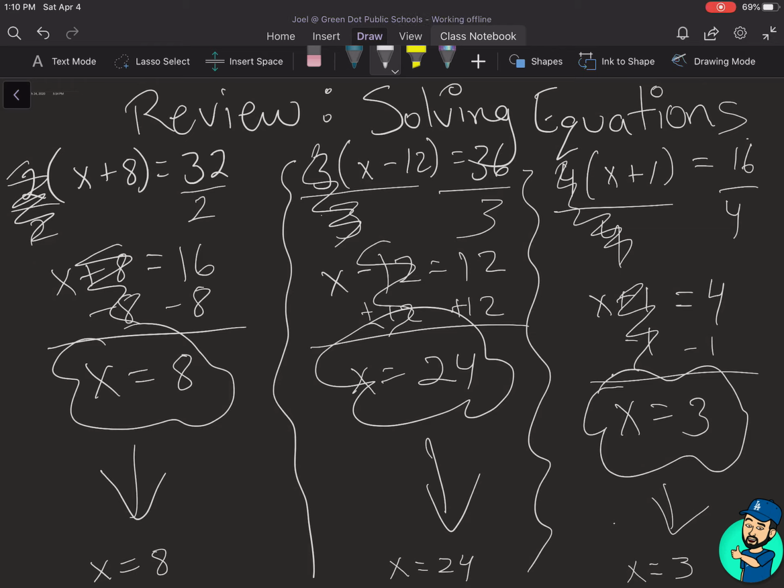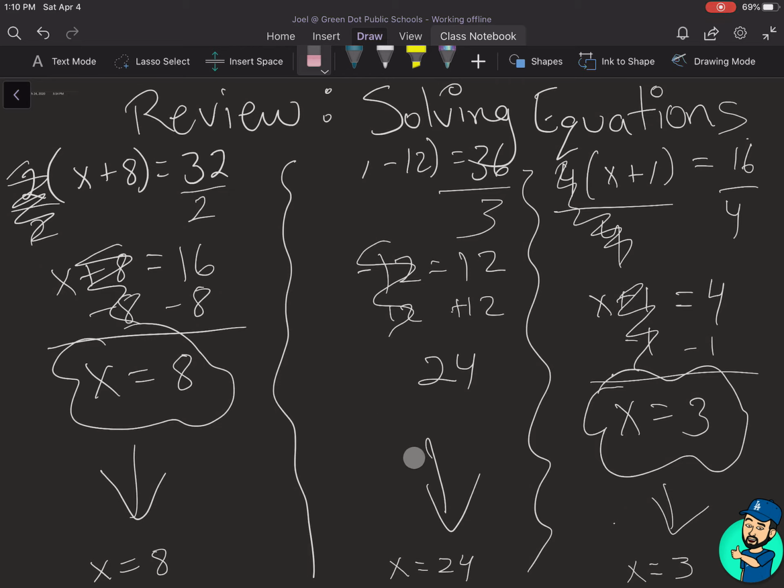There are times where it's going to be a little bit hard to use this second method. So I'm going to show you an example why. We'll erase the one in the middle.